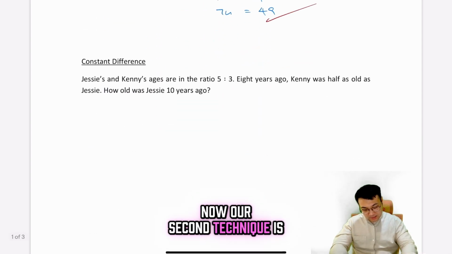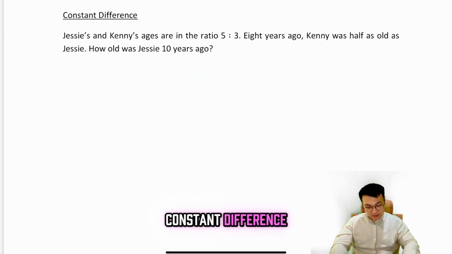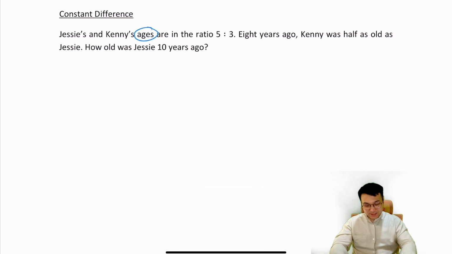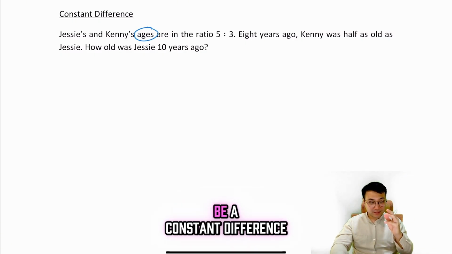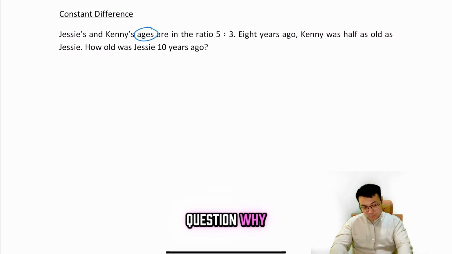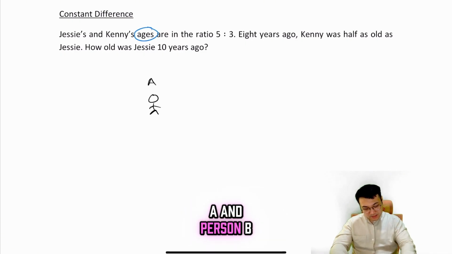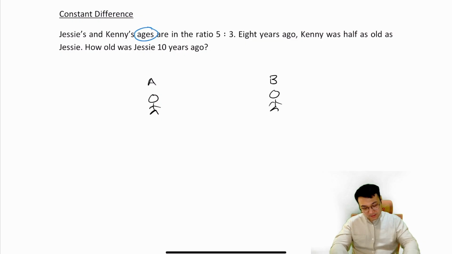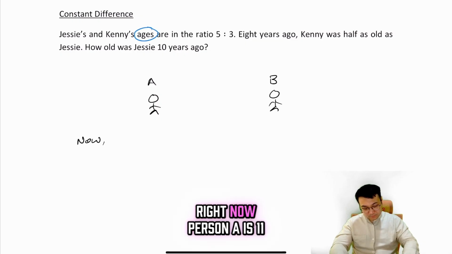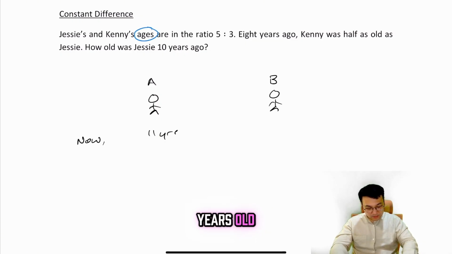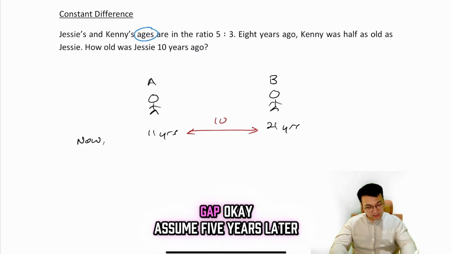Now, our second technique is constant difference. Whenever you see the word age, always suspect that it might be a constant difference question. Why? Now, imagine we have person A and person B. Right now, person A is 11 years old. Person B is 21 years old. What is the difference between their ages? There is a 10-year gap.